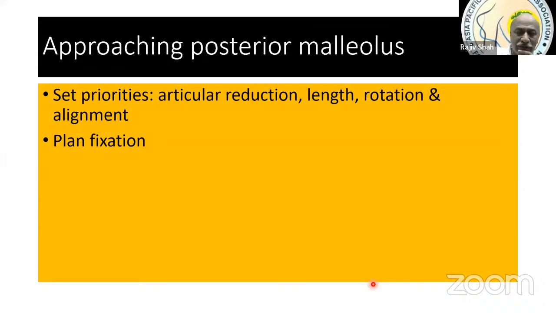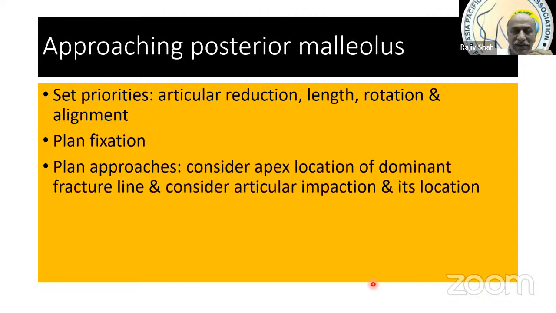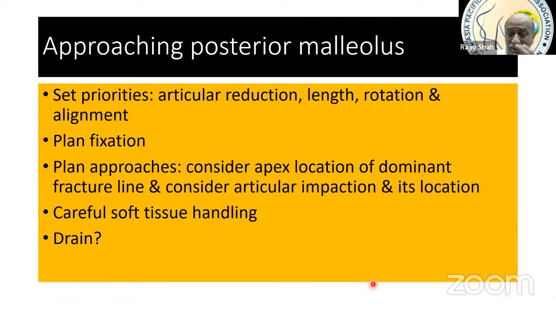So when you are approaching the posterior malleolus, you set your priority. Your priority is articular reduction. Your priority is length, rotation, alignment. Plan your fixation. Plan your approach. For the approach, you have to consider the apex location of the dominant fracture line and consider articular impaction and the location of it. Obviously, you have to do careful soft tissue handling.